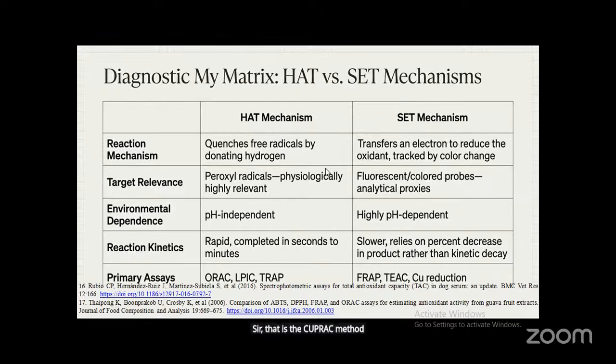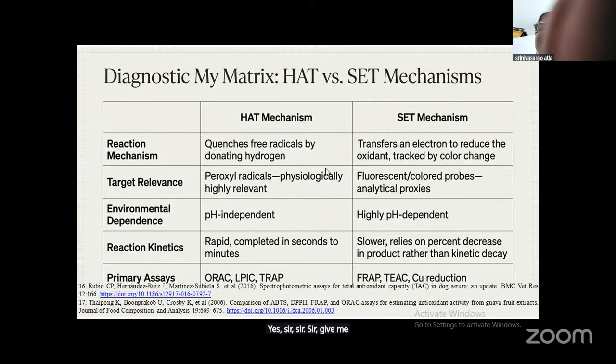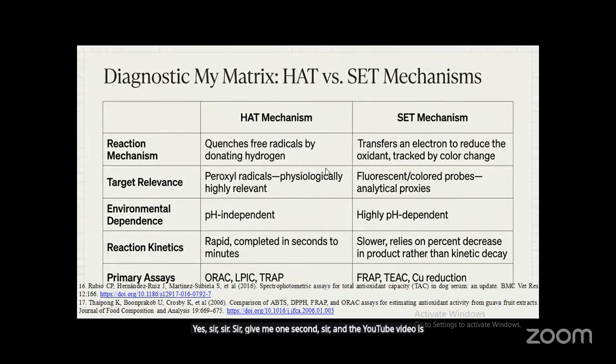Sir, next slide, sir, yes, sir. Sir, give me one second, sir. In YouTube it is coming as echo. I will close it and share again, sir. One second. Okay.